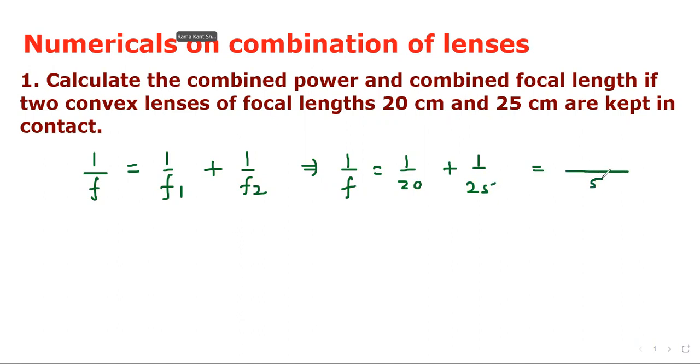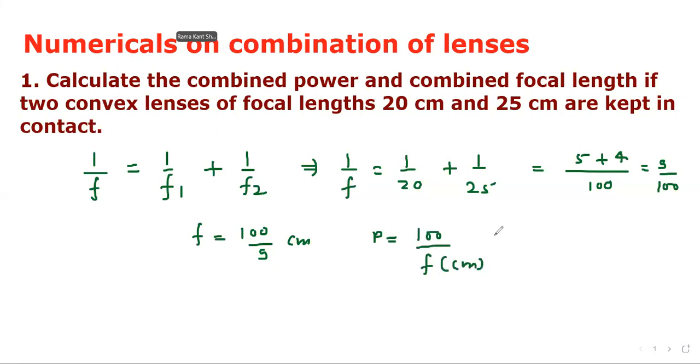LCM is 100, 5 plus 4, that is 9 by 100. So F will be equal to 100 upon 9 centimeter, and power is equal to 100 upon F when F is in centimeter. So 100 upon 100 upon 9. So this will be 9 diopter.